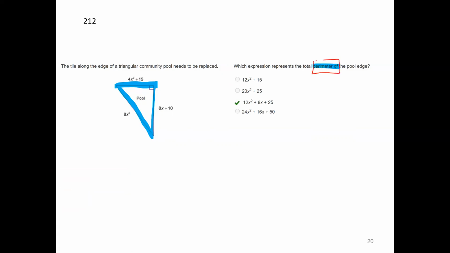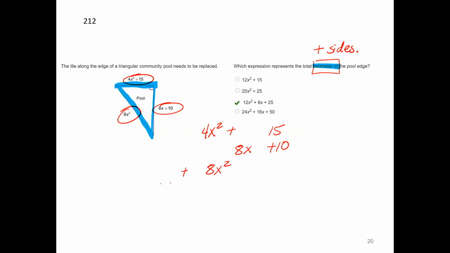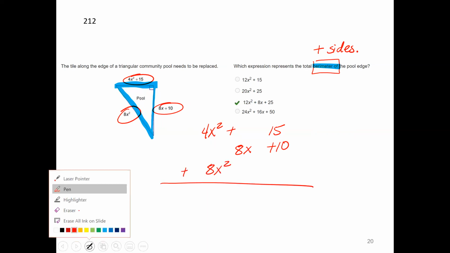Perimeter, I want you guys to box it. It just means add the sides. That's all it means. Add up the sides. So let's do that. Here's the first side, 4x squared plus 15. Second side, 8x plus 10. You see how I'm lining them up? x with the x's, x squared with the x squared. Third side, 8x squared. And you just add them up, you guys.